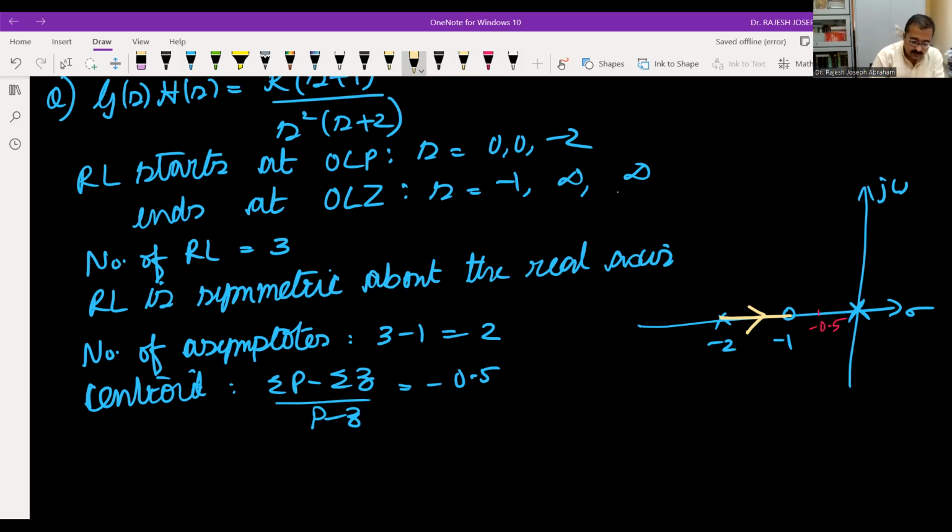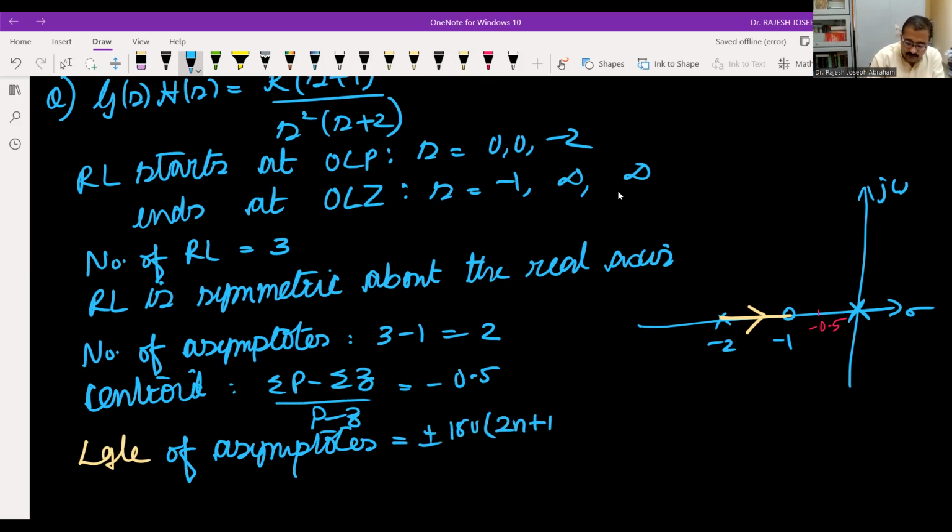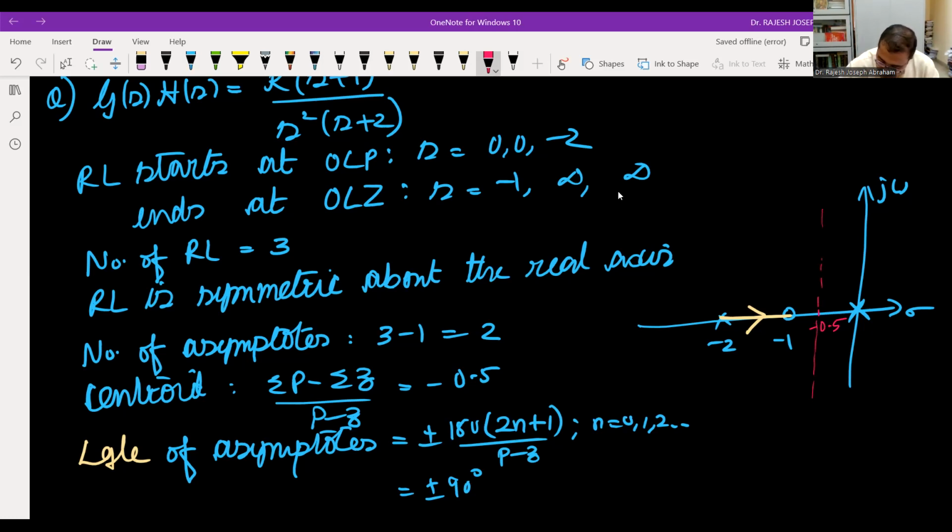Right. Now what next? We need to calculate the angle of asymptotes. How to find that? Plus or minus 180 into 2n plus 1 divided by P minus Z, where n varies from 0, 1, 2, etc. So put n equal to 0. What will you get? 180 divided by 2. That means plus or minus 90. So this will be our asymptote. Asymptote will be like this.